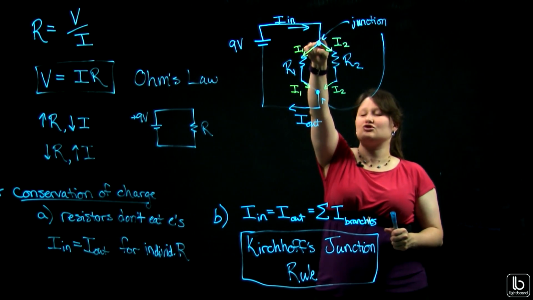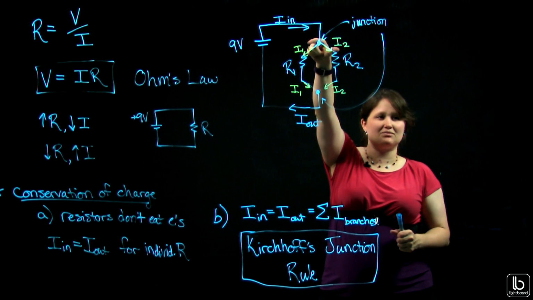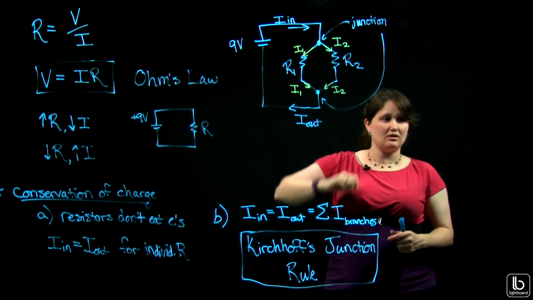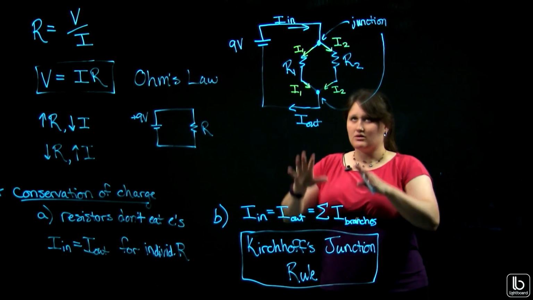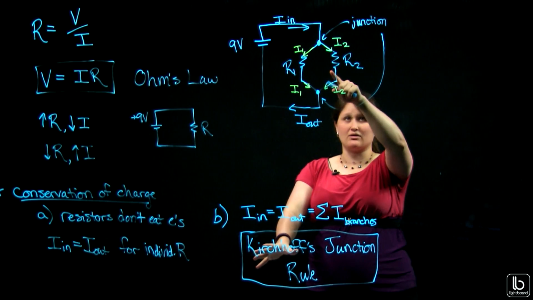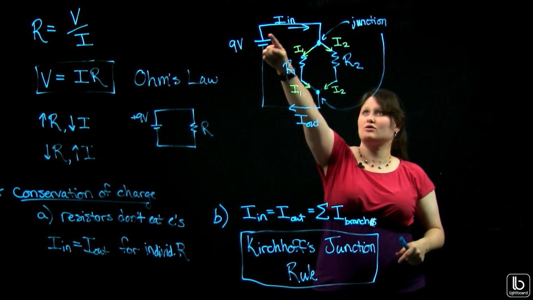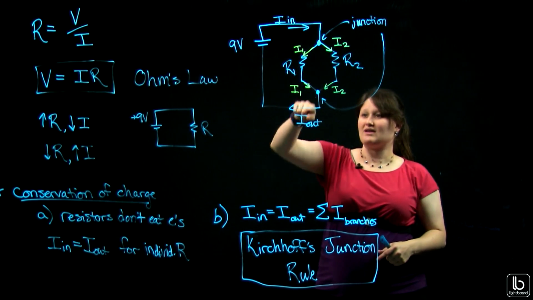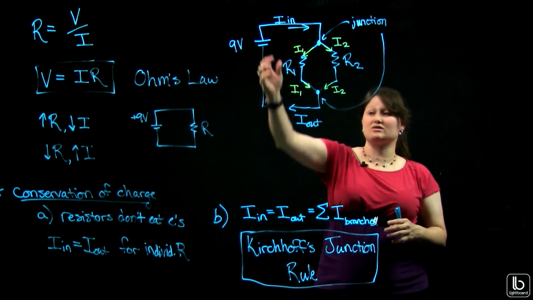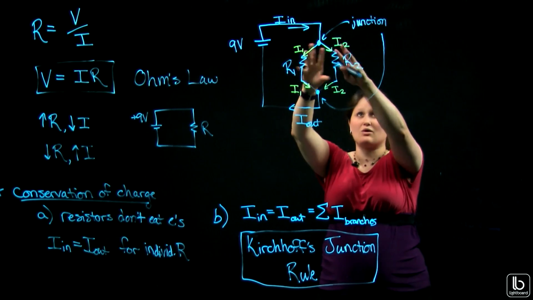And after the junction, the current is split into different branches. So here I have 2 branches with resistors on them. So this is what we're talking about in this case, where we have the current coming in, and that's equal to the current coming out. That's our conservation of charge. Whatever we started with is whatever we're ending with. No electrons were eaten.